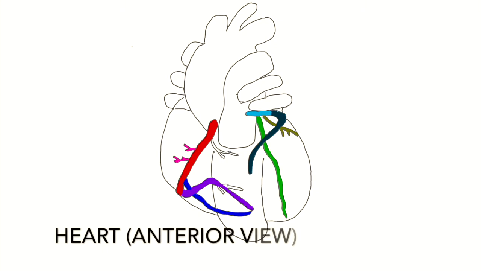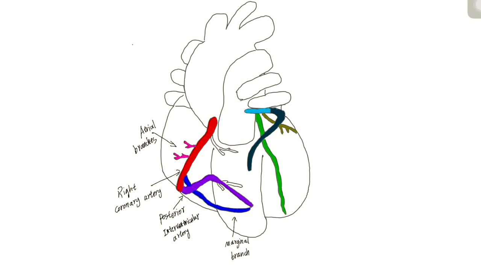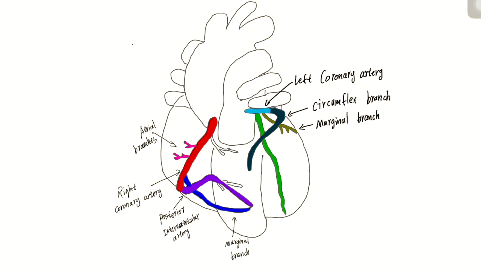Here is a picture of the heart with the arteries highlighted. Here is the right coronary artery. Right beside it, we have the atrial branches. Inferior to them, here is the posterior interventricular artery. Right beside it is the marginal branch. On the other side, here is the left coronary artery. And here is the circumflex branch. Underneath it, we have the marginal branch. And here is the anterior interventricular artery.